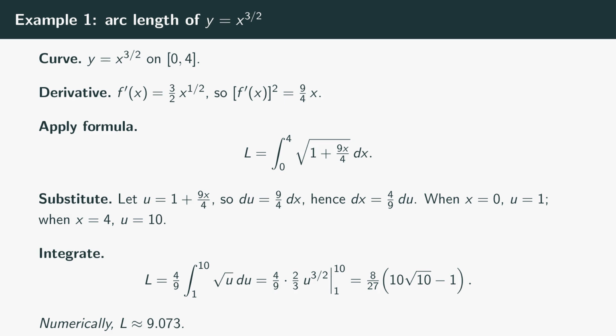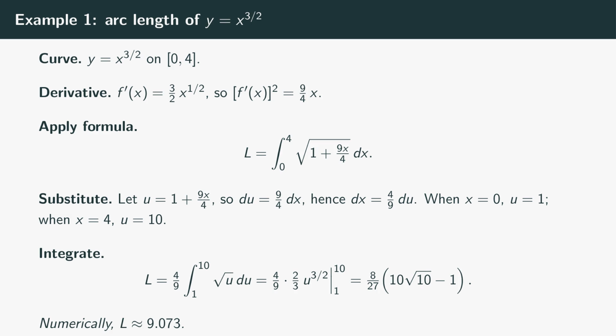L equals the integral from 0 to 4 of the square root of 1 plus 9x over 4 dx. This is a substitution problem. Let u equal 1 plus 9x over 4. Then du equals 9/4 dx, so dx equals 4/9 du. When x equals 0, u equals 1. When x equals 4, u equals 1 plus 9, which is 10.